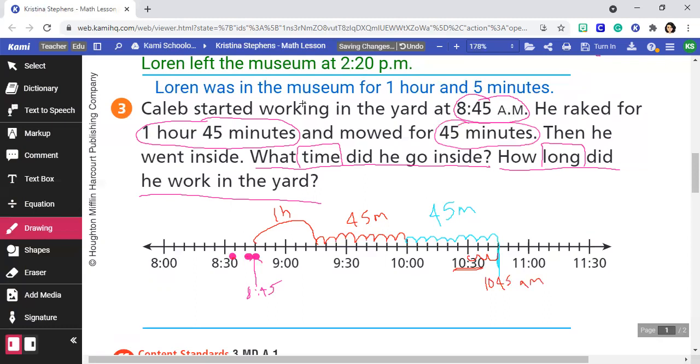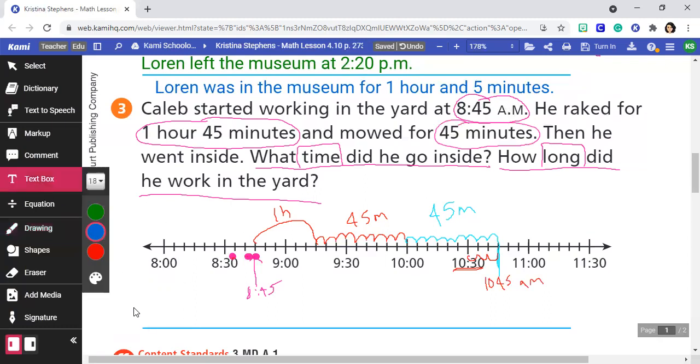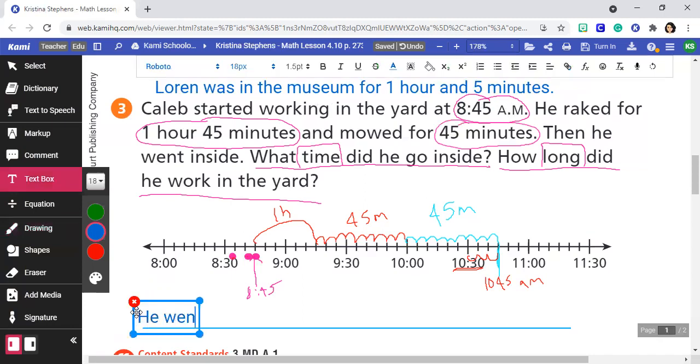So I'm going to answer my first question on the line here. What time did he go inside? He went inside at 10:45 a.m.